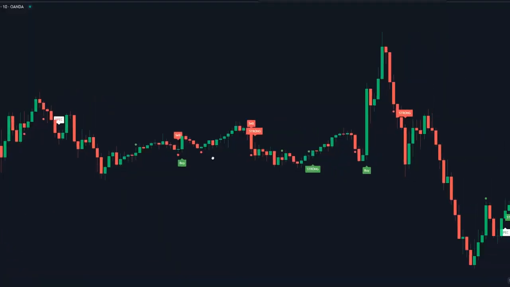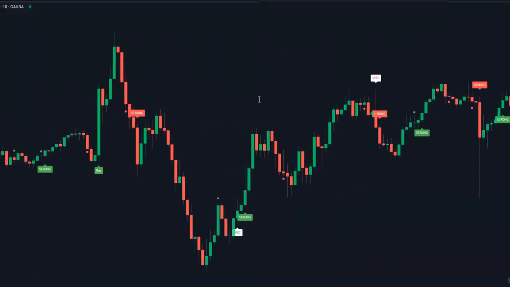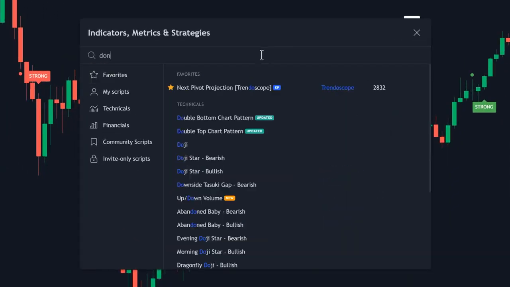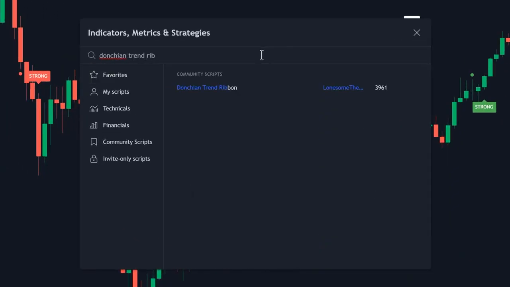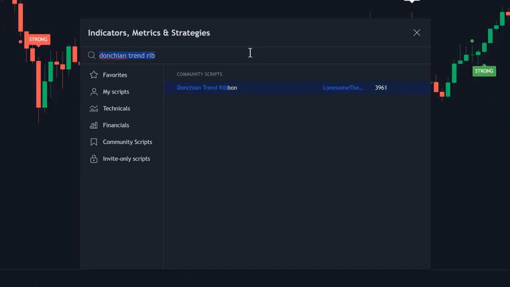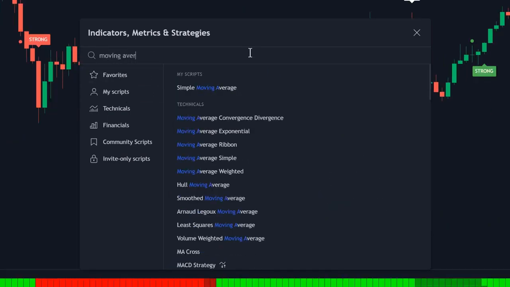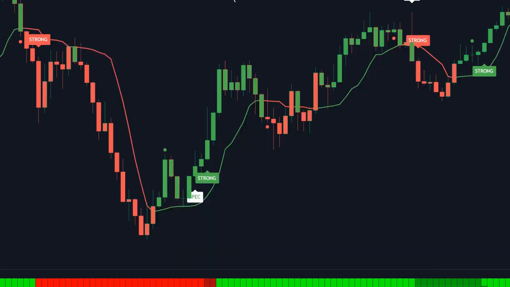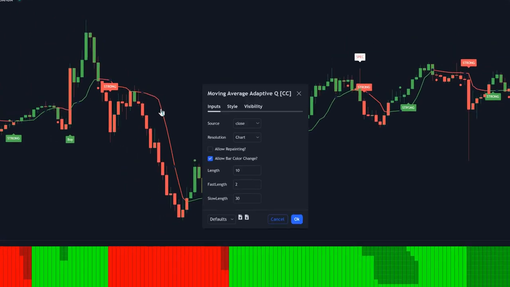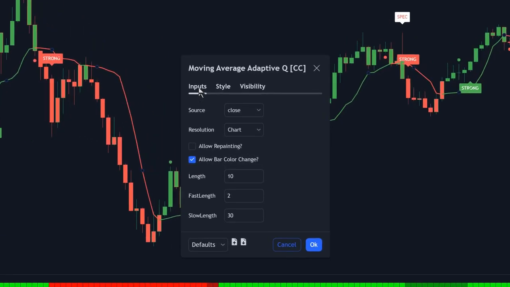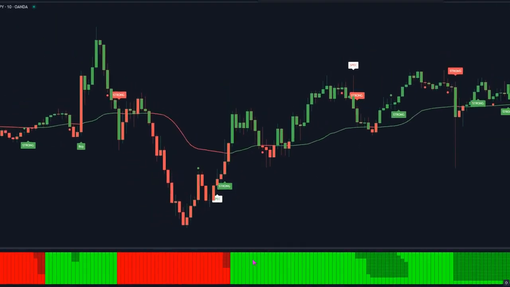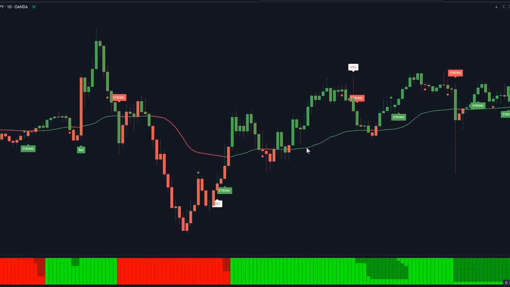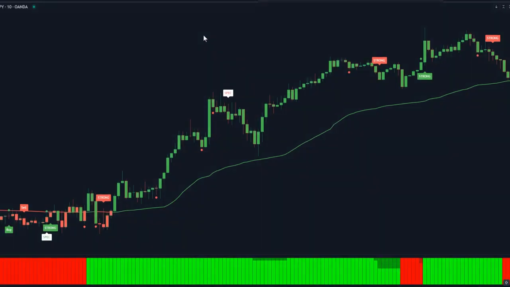Now, let's add the two indicators to our chart. On the Indicator Search tab, type in Donchian Trend Ribbon and select this one by Lonesome the Blue. Next, type in Moving Average Adaptive and select this one by Cheat Country. Then double-click on the Moving Average Adaptive Q indicator, this one. Then on the Inputs tab, change the fast length to 10 and the slow length to 20. Click OK. For the Donchian Trend, we're going to be using the default settings. Now, the Moving Average Adaptive Q is going to be used for trend identification.